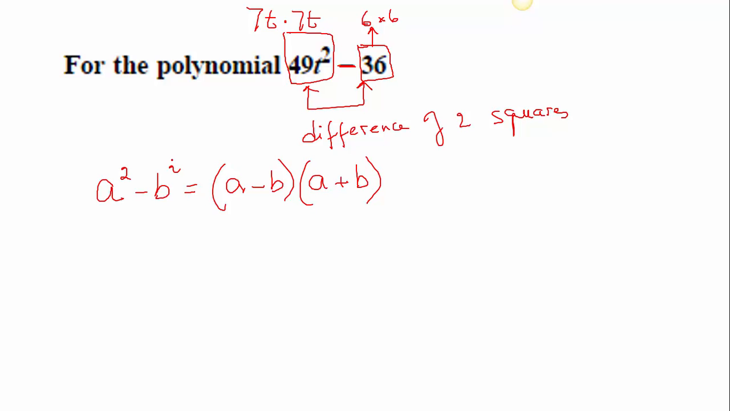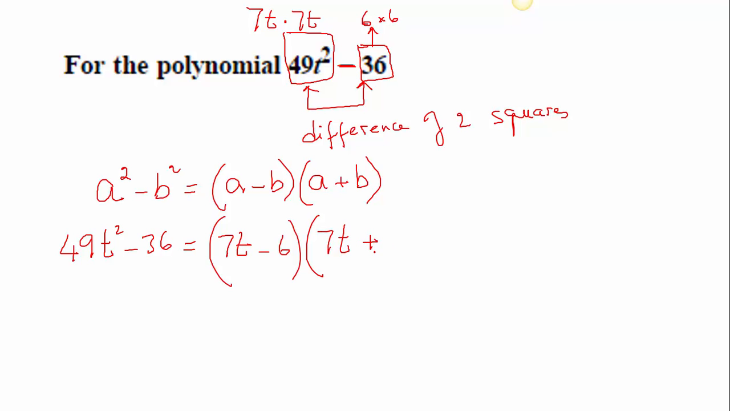So you take the square root of the first minus the square root of the second, times the square root of the first plus the square root of the second. Let's apply it to our polynomial. 49t squared minus 36. The square root of the first is 7t, minus the square root of the second is 6, times the square root of the first 7t, plus the square root of the second, which is 6. Final answer.